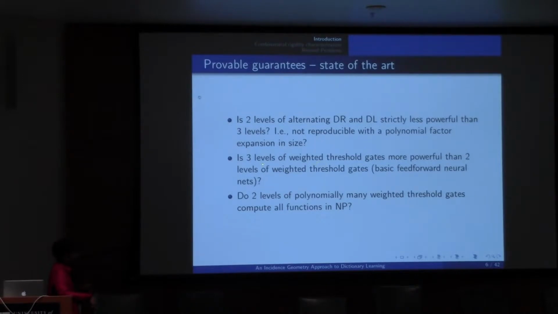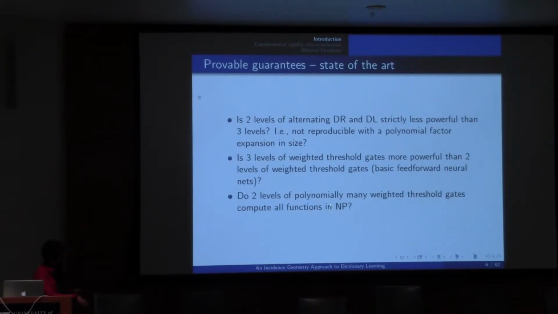So this question is open: whether 3 levels of these weighted threshold gates are more powerful than 2 levels of weighted threshold gates. By more powerful I mean the same thing, that they cannot be simulated by 2 levels using only a polynomial blow up. So in other words, no one has shown the type of result that you showed just before the lunch break, that in order to simulate 3 levels with 2 levels, you need an exponential blow up in size. Neither the positive result nor the negative result has been shown. Nobody knows the answer to this.